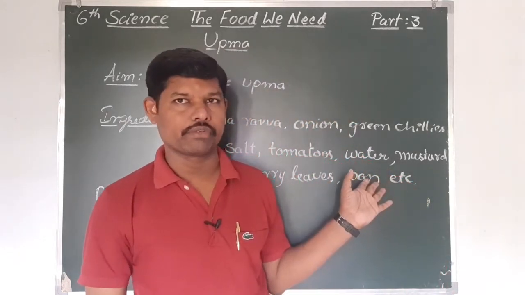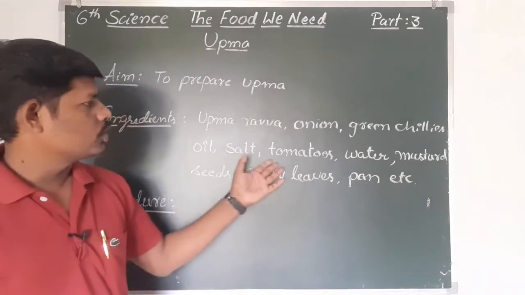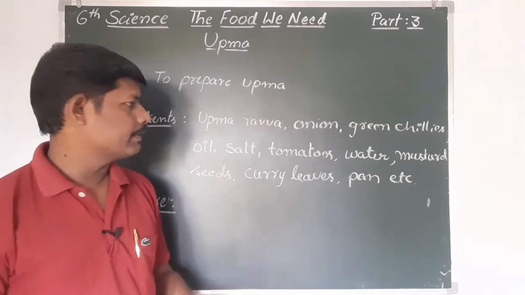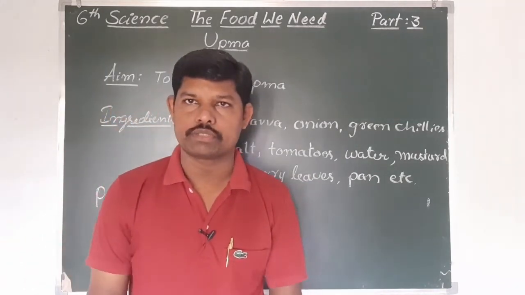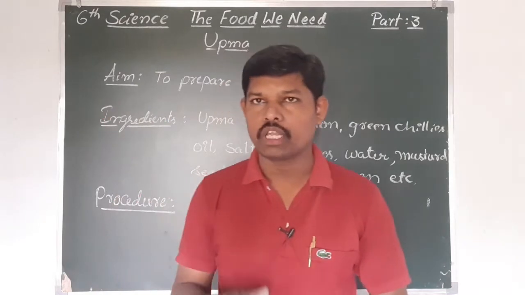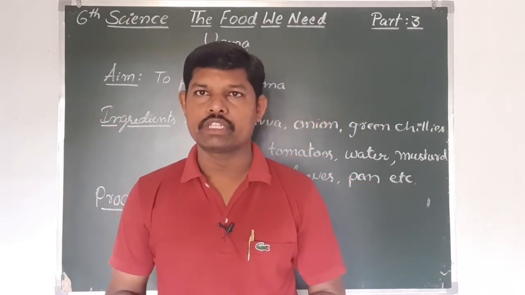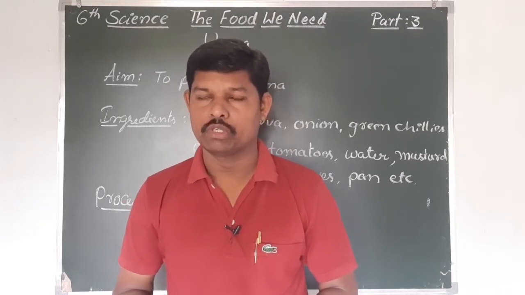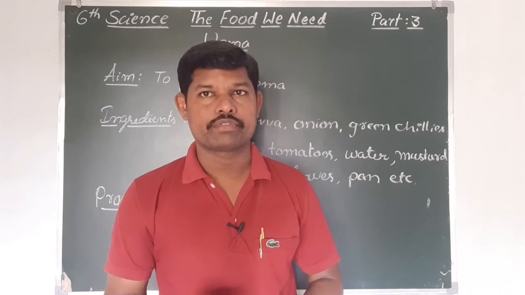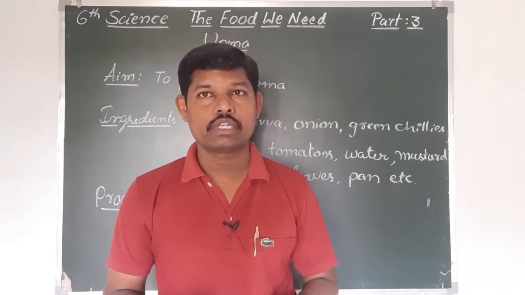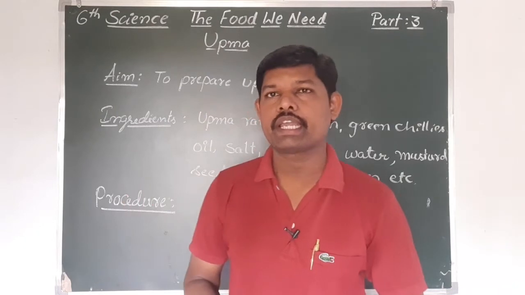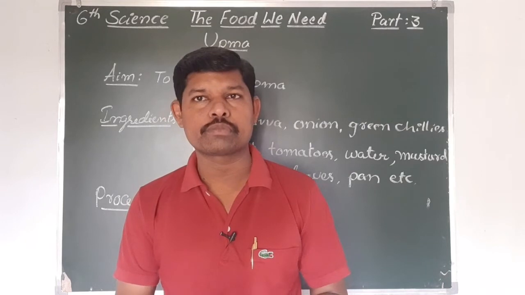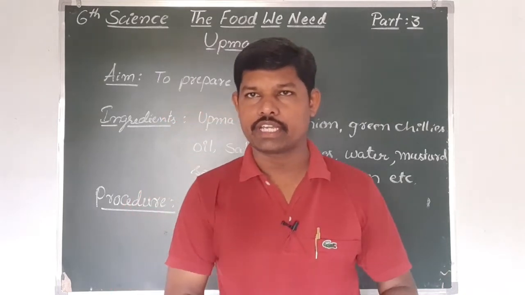What are the vegetables here? Tomatoes, green chilies, onions, curry leaves. These we have to wash properly. Then after washing, we have to chop them nicely with the help of a sharp knife. You have to take care while cutting the vegetables. It's very important. While using knives, we have to take some precautions. After washing, cut the vegetables into small pieces and keep aside.